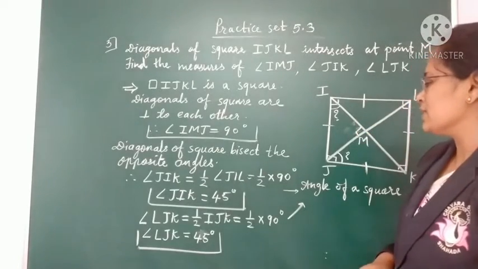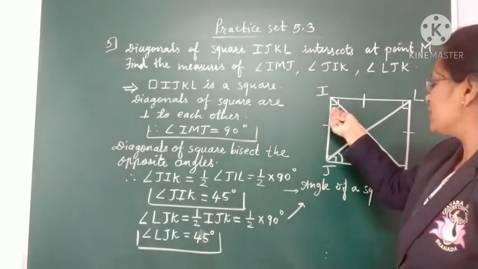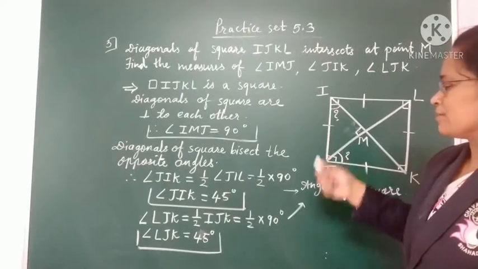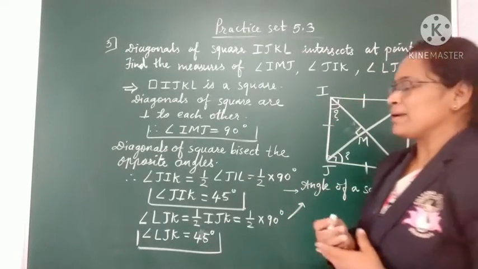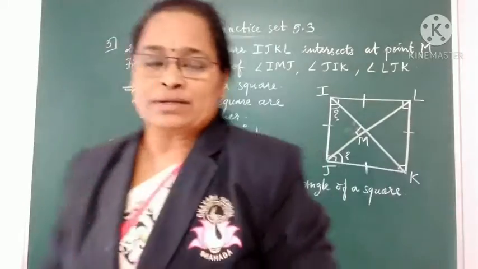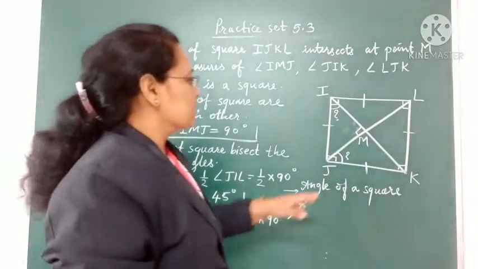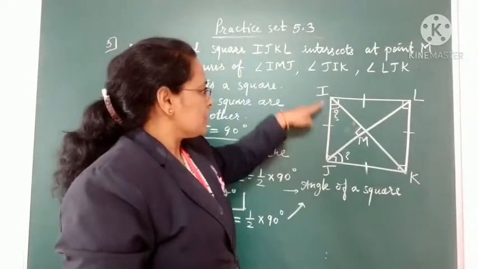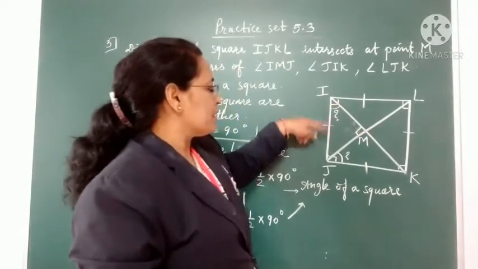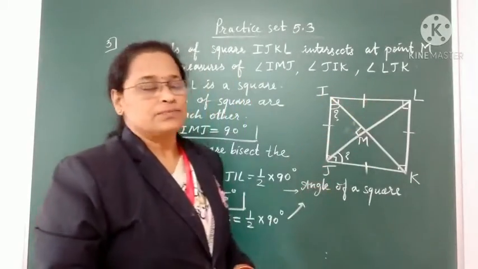The next one is that we have to find half of angle I and half of angle J. Both are half of 90 because the diagonals of a square bisect the opposite angles. If we consider the diagonal IK, it bisects angle I. So JIK is equal to half of angle JIL, that is 45 degrees.